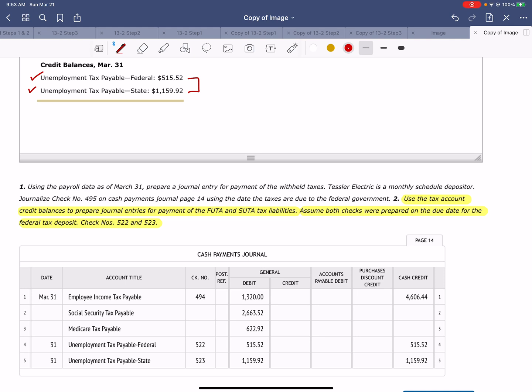So again, just as a little summary, we are paying the taxes to the government, the amount that we've collected in our payroll. These three here go to one government agency, so we write out one check there. And then we pay this to the federal unemployment and that to the state unemployment.